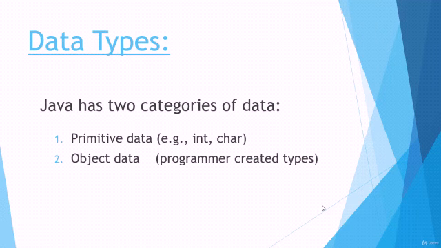Java has two categories of data, primitive data and object data. In this video we are only going to focus on the primitive data types. The object data types are the data types that are created by the programmer. We will create our own data types in future videos. In this video we are only going to focus on the primitive data types that are built into Java.